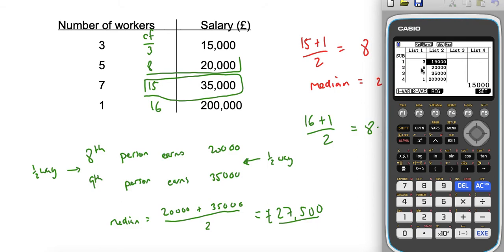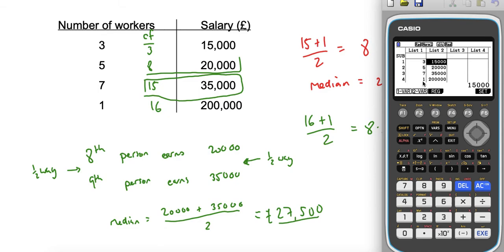The reason this has gone wrong is because I've set this up in the same way it appears on the table. And in list 1, I've got my frequency, and in list 2, I've got my variable. All right, so this is kind of the wrong way. So I'm going to keep this in.